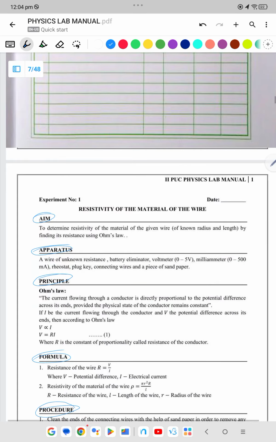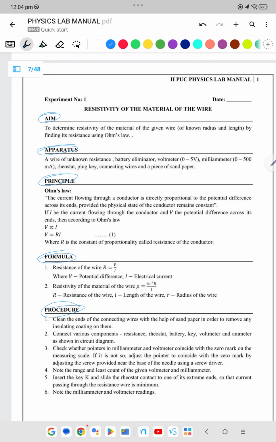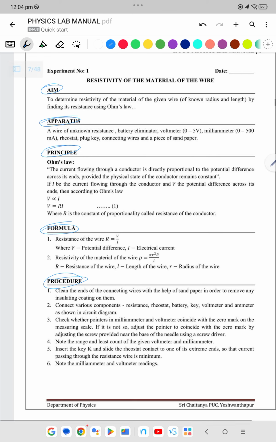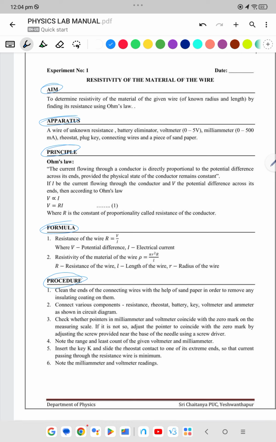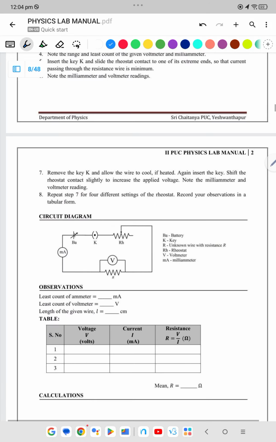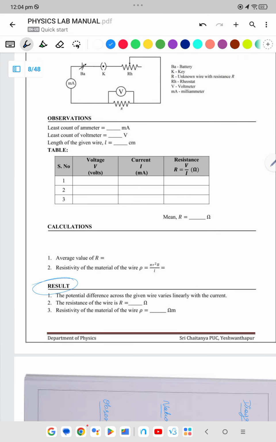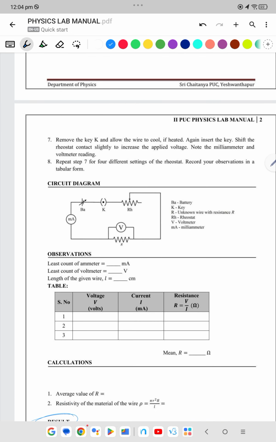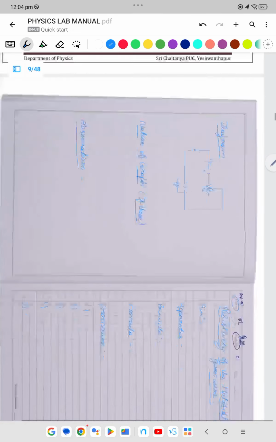Next, coming up to the actual writing part. So here is our physics manual of the first experiment, that is resistivity of the material of the wire. First one is aim, apparatus, principle, formula, procedure, and result. All of this should be written on the ruled side, and the remaining part should be written on the unruled side. Let us go through one by one.